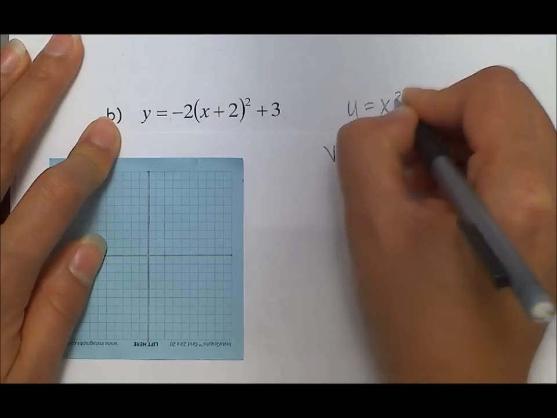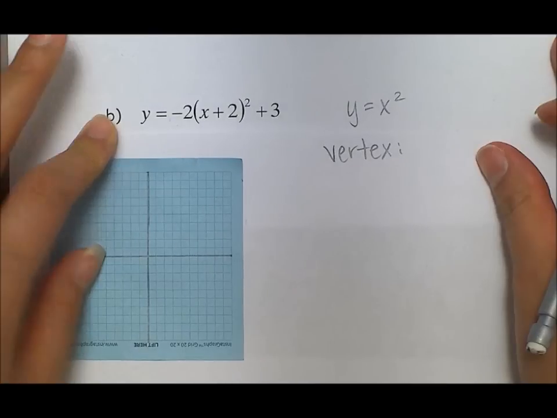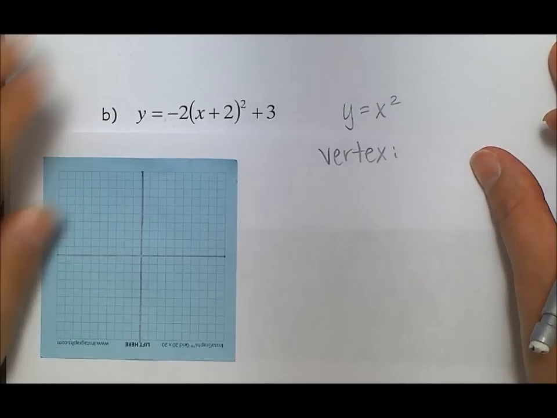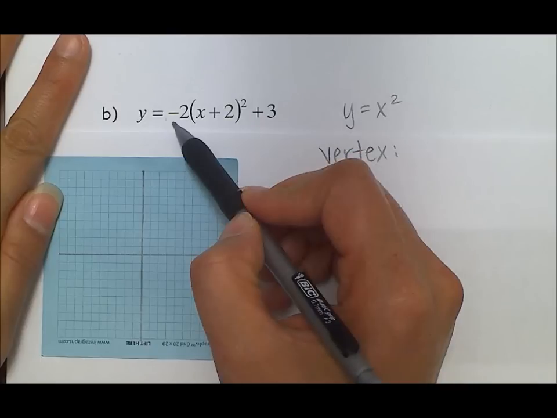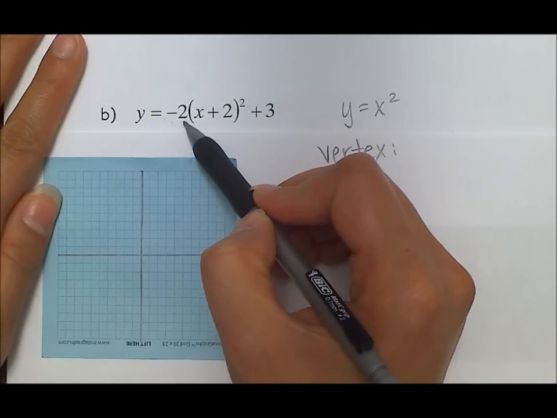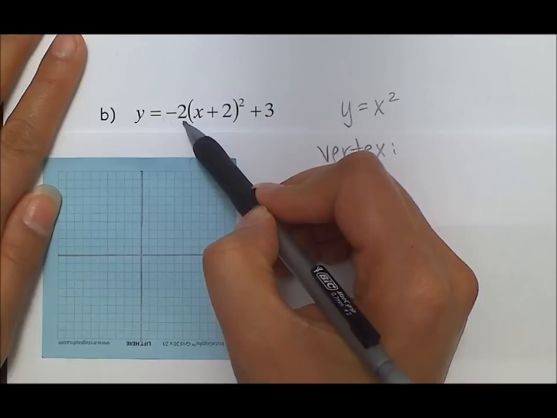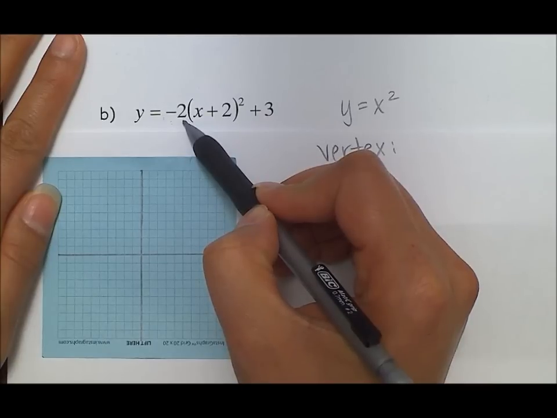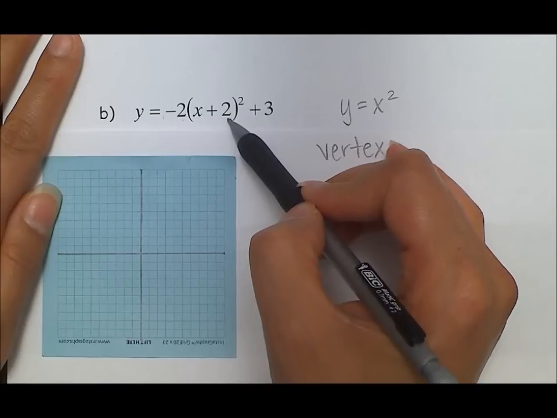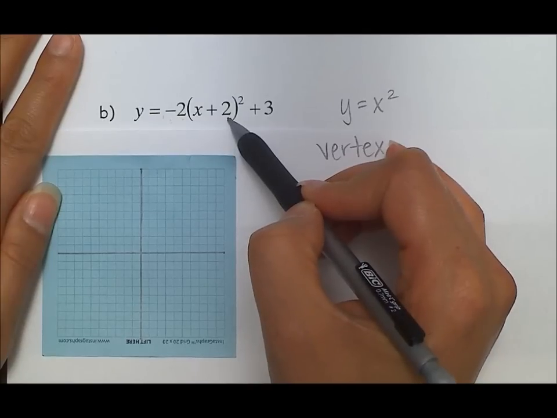Now, a bunch of different transformations have been applied to the new function. So, one of the things that have happened is a vertical reflection, which means the graph is going to open down. It's also been vertically stretched by a factor of 2, which means the graph is going to look narrower because it's been pulled vertically. It's also going to be shifted to the left 2 units, and it's going to be shifted up 3 units.